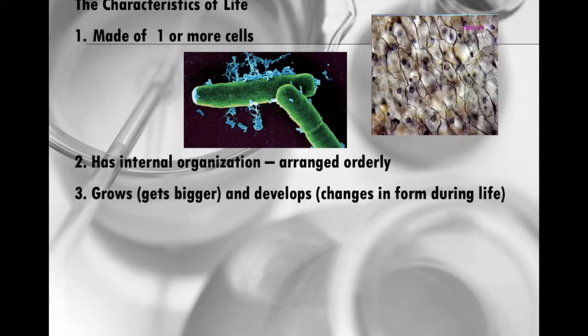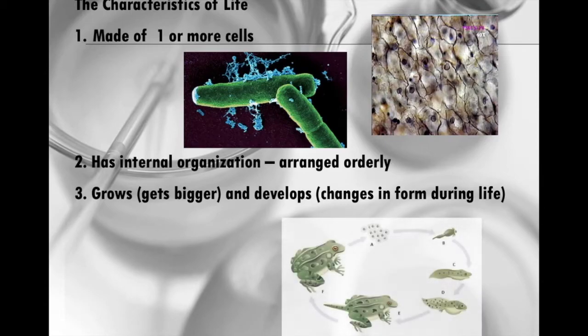All living things grow, get bigger, increase in mass, and increase in volume, and they also develop. Development and growth often get confused. Development is changes in form during an organism's life. For example, a frog started out its life as an egg, which hatched out into a tadpole, which became a frog. That is easier to visualize than with people, but there are changes in form that occur in people as well. Here's our frog example.